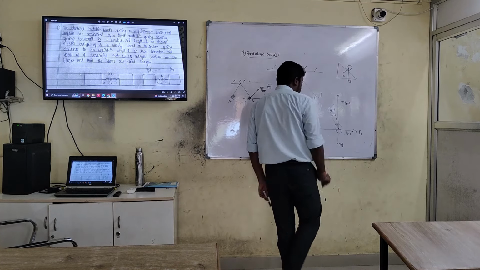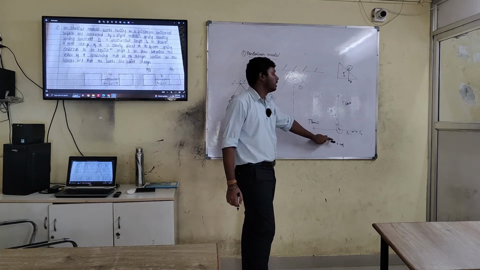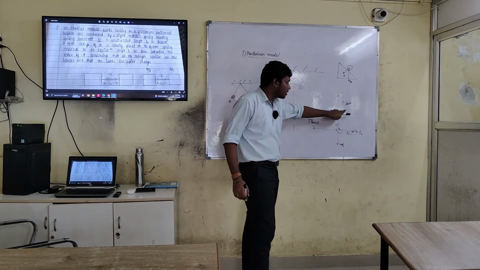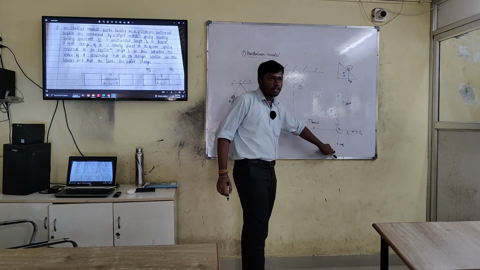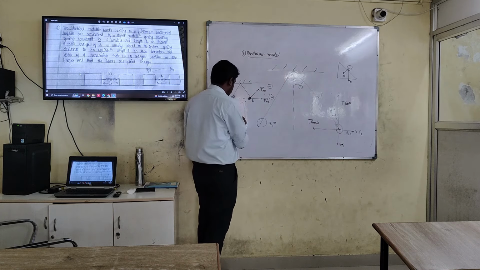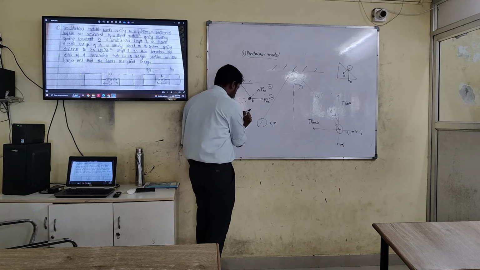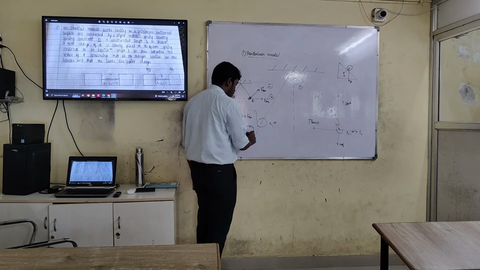If this body exists in equilibrium, then T sin theta is equal to Fe, and T cos theta is equal to mg. Yes or no?